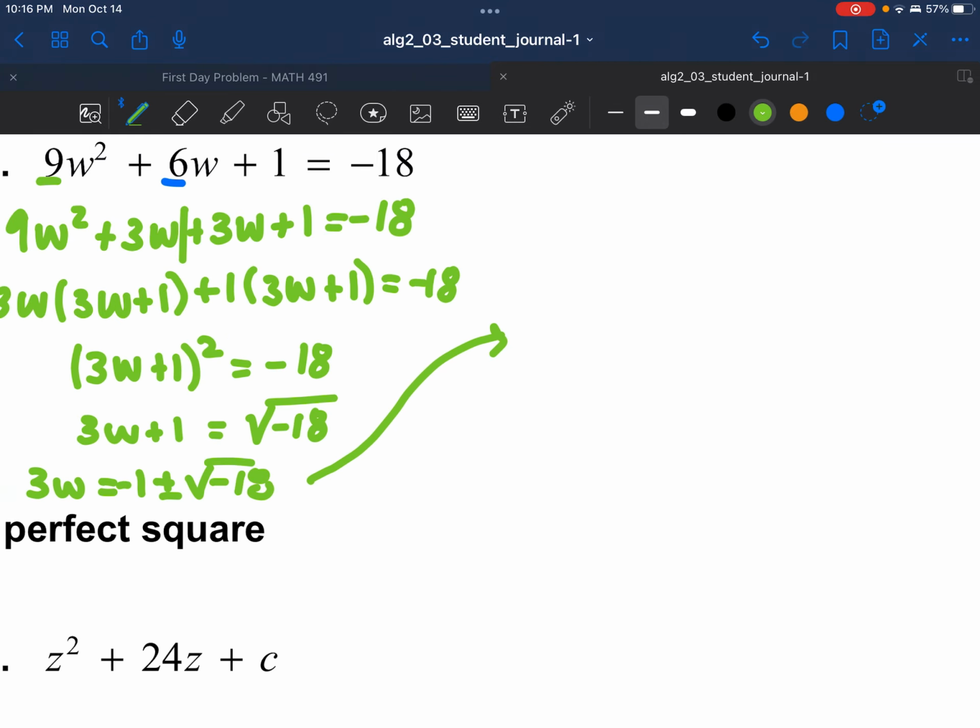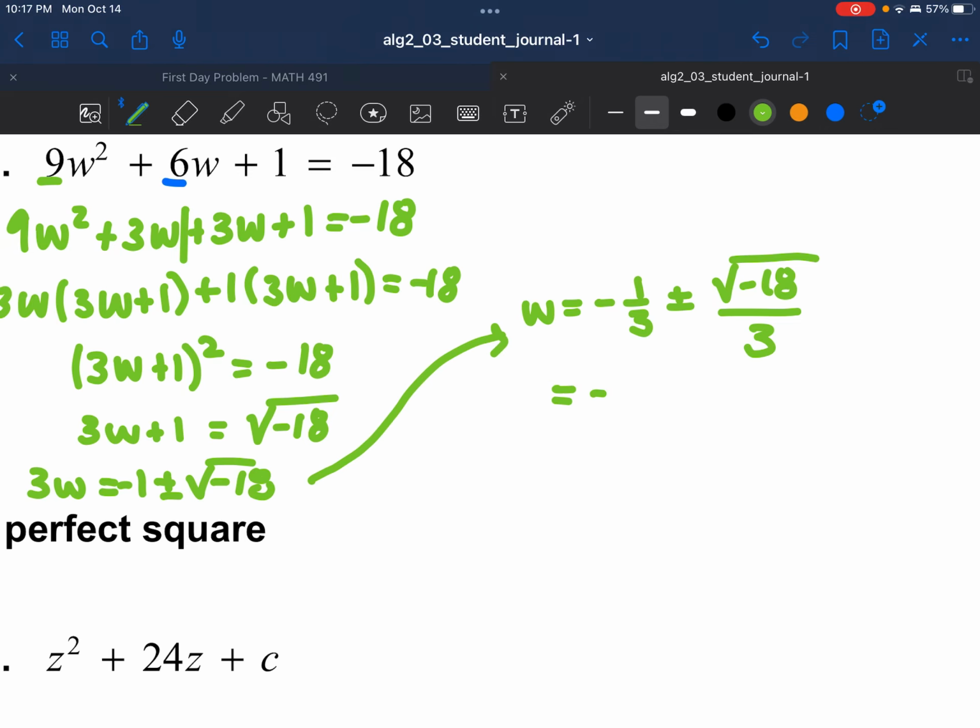I'll move this up to the side here. And then I'm going to go ahead and divide everything by 3. So w equals negative 1/3 plus or minus the square root of negative 18 over 3. And then I also know that I can go ahead and simplify further.